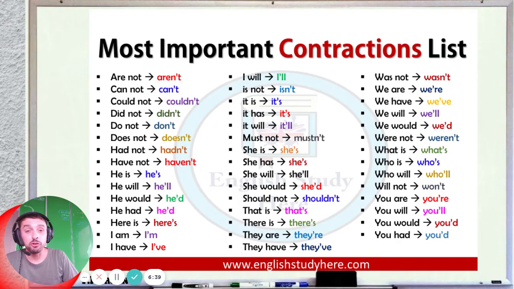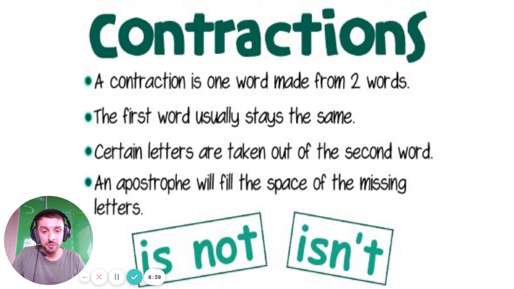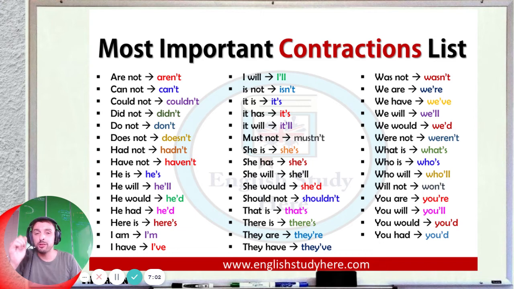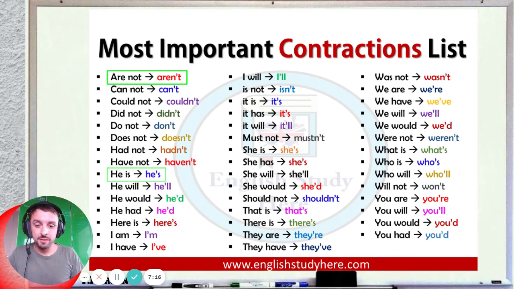Okay, now contractions. Let's look at our contractions. Remember, with contractions, what you do is you take away the space, you push them together. Take 2 words, is not, you push them together, then you take away the O, and then you put in an apostrophe. Okay, now let's look at our contractions that we know. We know are not. Okay, are not becomes aren't.